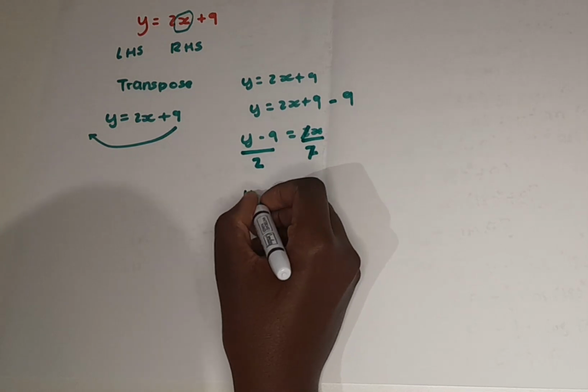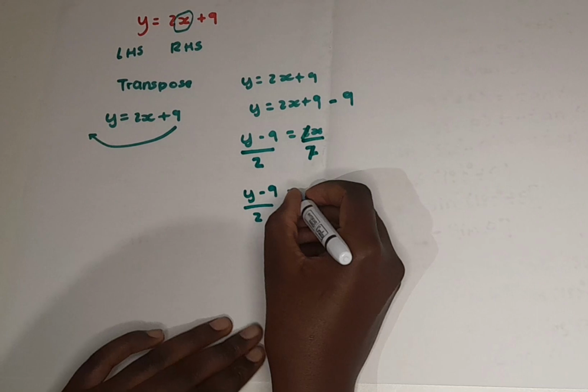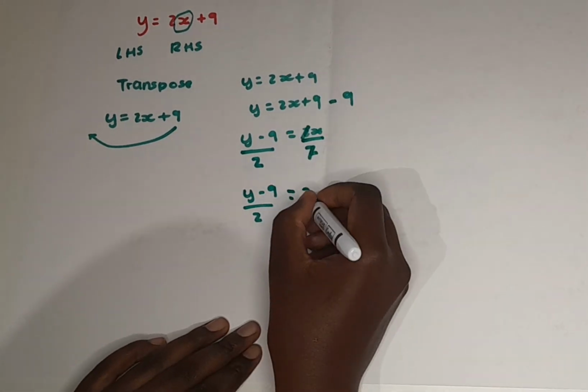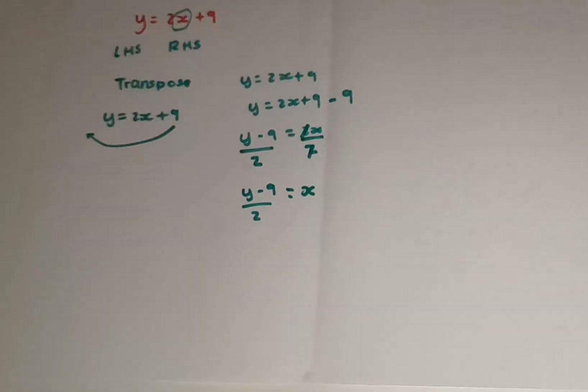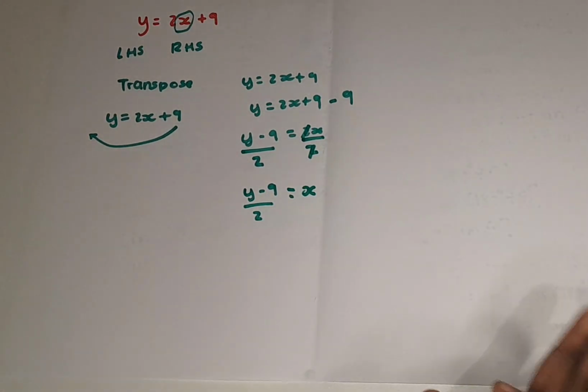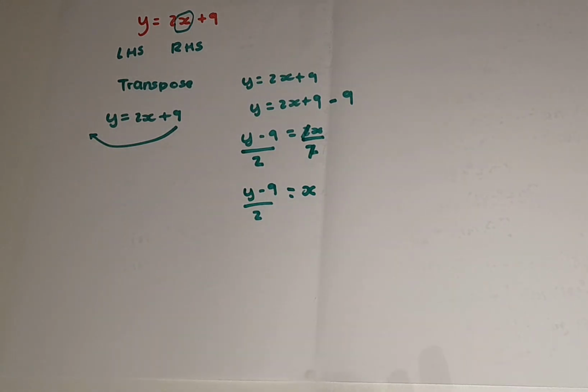So you're going to have y minus 9 over 2 on the left hand side, and then you're going to have x on the right hand side. So now your crush is alone, happily ever after, and the rest is here on the left hand side. So this is making something the subject of the formula.